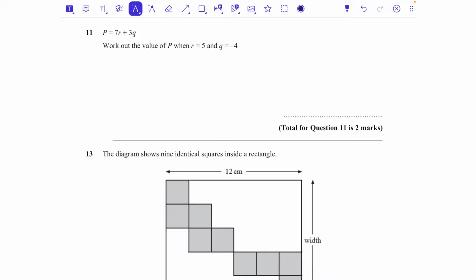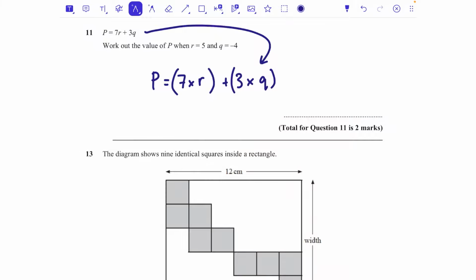Question number 11. P equals 7R, add 3Q. Work out the value of P when R is 5 and Q is minus 4. So we know that P is 7 lots of R, add 3 lots of Q. That's what that tells us. So all I'm going to do is change this R to be 5 and change this Q to be minus 4. So P is 7 lots of 5 and 3 lots of minus 4.